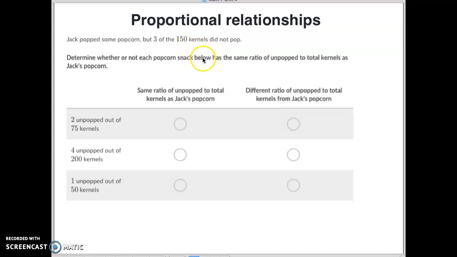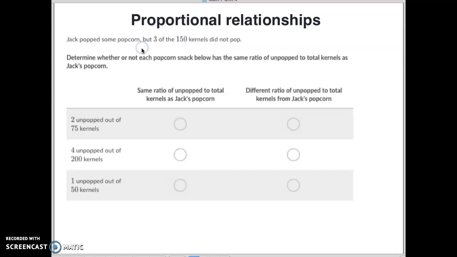So you can take it either way. You could take 3 divided by 150, or you could take 150 divided by 3. It doesn't matter which way you do. I think 150 divided by 3 turns out nicely because 150 divided by 3 is 50. And so then I just need to know which one where the bigger number divided by the smaller number equals 50.